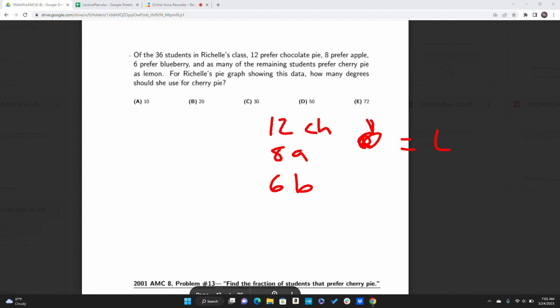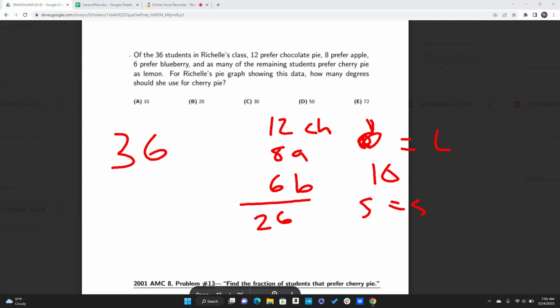Okay, so let's figure out how many students like cherry and lemon. There's 36 total. We've got 12 like chocolate, 8 like apple, and 6 like blueberry. Those 3 categories add up to 26, right? So 26 out of the 36 don't prefer cherry or lemon, and so 10 are left that do like those 2. They like both equally, so it's 5 equals 5, and together that makes 10. 5 like cherry, 5 like lemon.